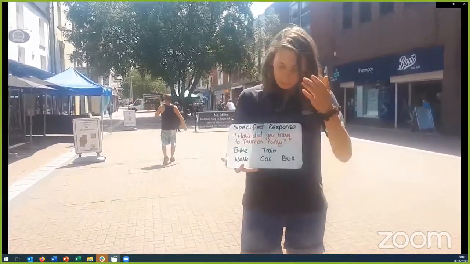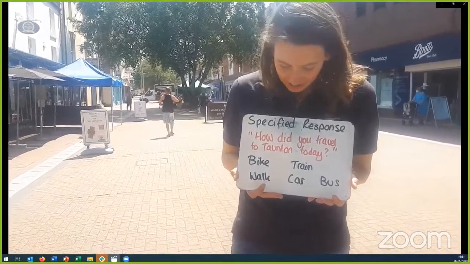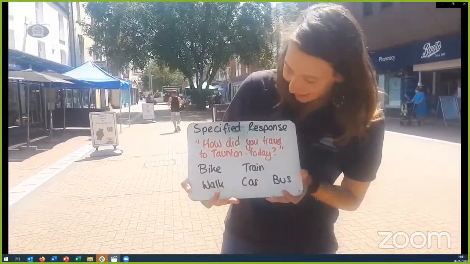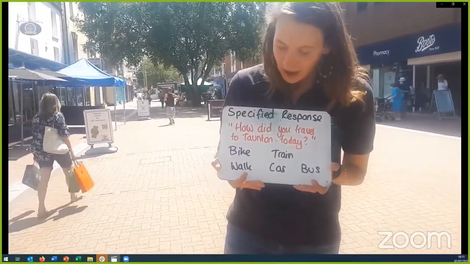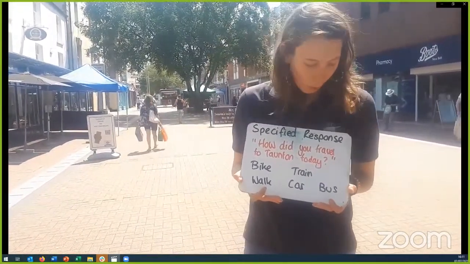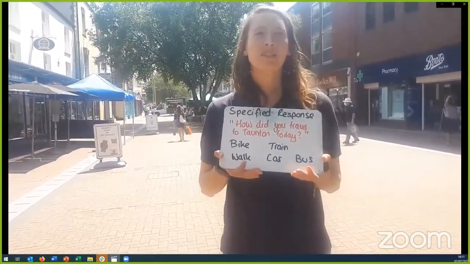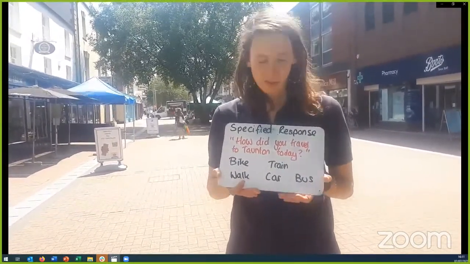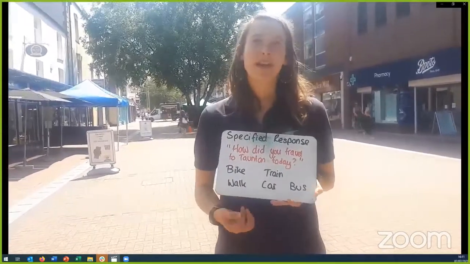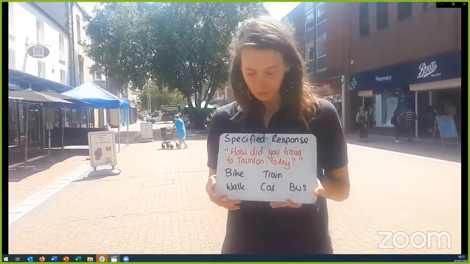The first one is what we call a specified response question. The question I've got here is, how did you travel to Taunton today? And I've put a few options for the people I asked, whether it's bike, train, walk, car or bus. So participants have to select one of those modes of transport. Often you have another category here that says other, just in case there's something that you haven't thought of as how people have travelled to Taunton today.